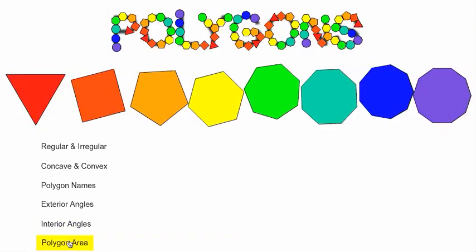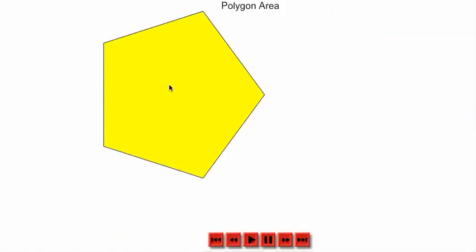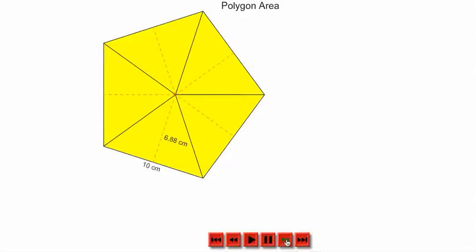Okay, let's look at polygon area. So this is a polygon. In this case, it turns out to be a pentagon. And let's have a look. We've split the pentagon up into a whole bunch of nice isosceles triangles, right? So here's one, here's one, here's another one. And we end up with this.